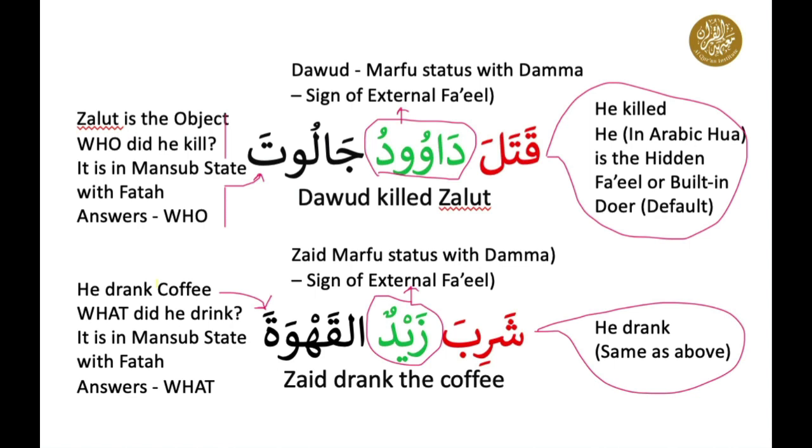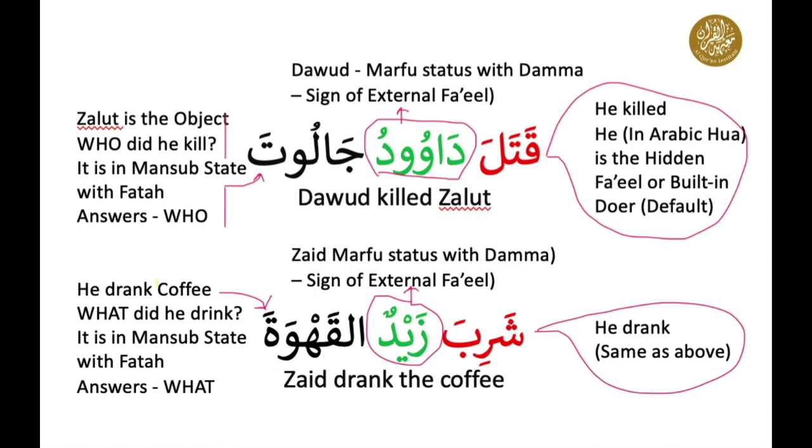Similarly, Shariba Zaidun al-Kahwata. Zaid drank the coffee. Shariba is the fi'il and it has got hidden fa'il called Huwa. He drank. So there is a possibility, because the hidden fa'il is Huwa, that an external fa'il might come, and we can see next to Shariba, Zaidun is there and it has also got dhamma. It is in a Marfu state. So Zaidun is definitely the external fa'il. And because Zaidun is external fa'il, it will take over the hidden fa'il, which is Huwa here. So the sentence will read, Zaid drank the coffee.